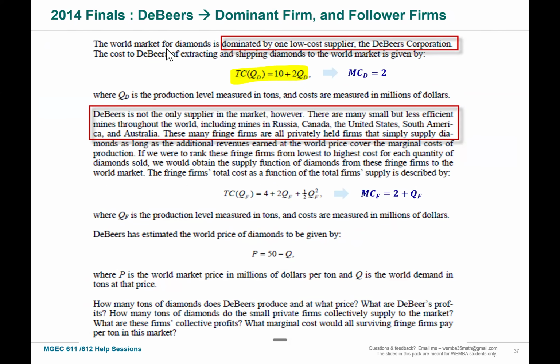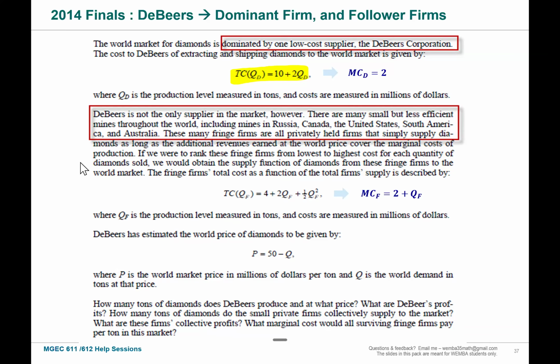2014, De Beers. The world market for diamonds is dominated by one low-cost supplier, the De Beers Corporation. The cost to De Beers of extracting and shipping diamonds to the world market is given by this. So that's the cost function of the leader firm. De Beers is not the only supplier in the market, however. There are many small but less efficient mines throughout the world, including mines in Russia, Canada, US, South America, and Australia. These many fringe firms are all privately held firms that simply supply diamonds as long as the additional revenues earned at the world price cover the marginal cost of production.